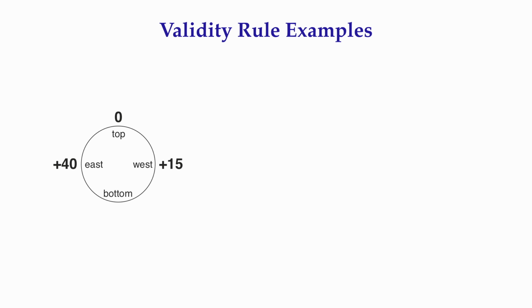Here, in the first example, the indicator was zeroed on top, and the readings on the east and west sides have been measured. If we could have got to the bottom, what would we have got? A plus 55. That's correct. A plus 40 added to a plus 15 is a plus 55.